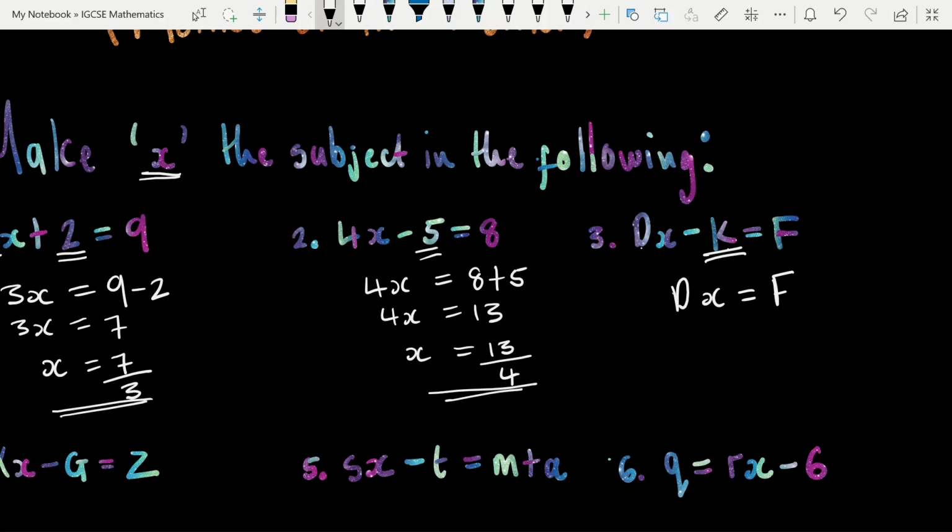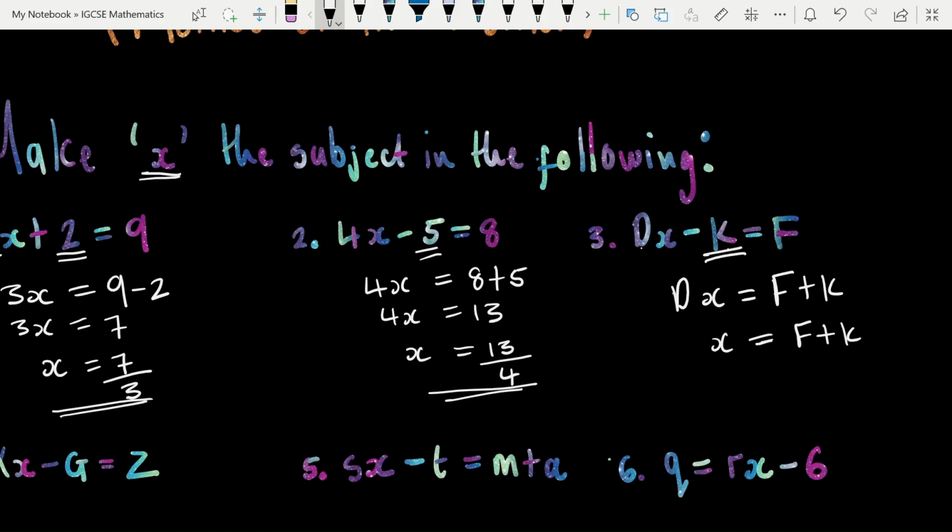F is still there. He's already there. K is now coming to add. So it'll be f plus k. And we now have dx being equal to f plus k. Then what do we do? We take d to the other side. So x is still there. X is now alone. It is now equal to f plus k.